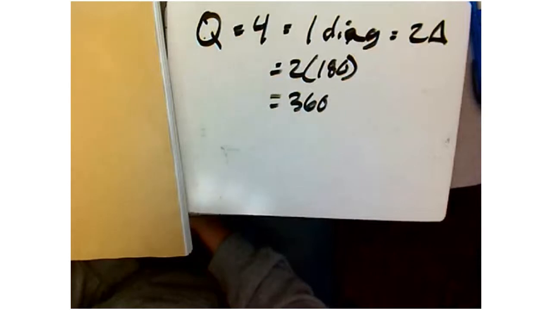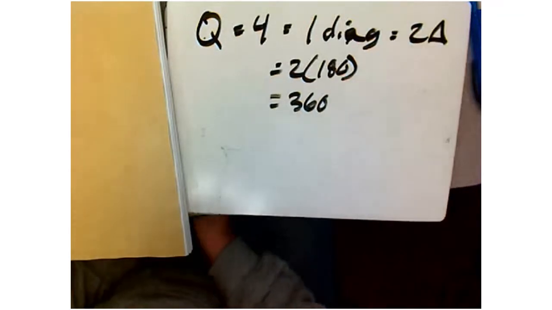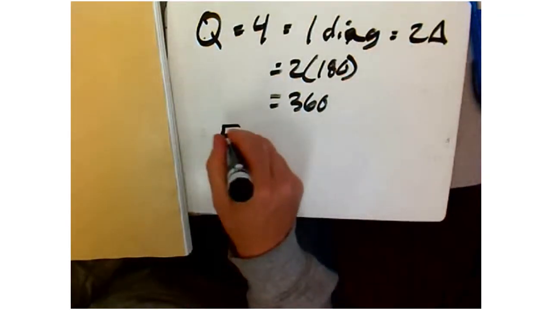Notice in a triangle, are there any diagonals? Do you have any non-consecutive vertices in a triangle? No. So you don't have any diagonals. Then 0 diagonals means that I have one triangle, and 1 times 180 is 180. So let's think about a 5-sided figure.